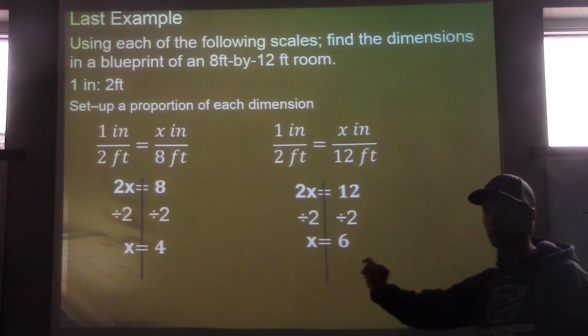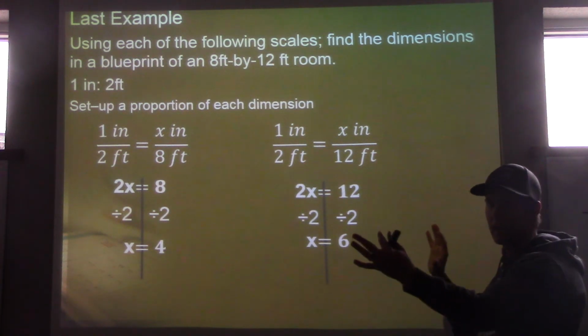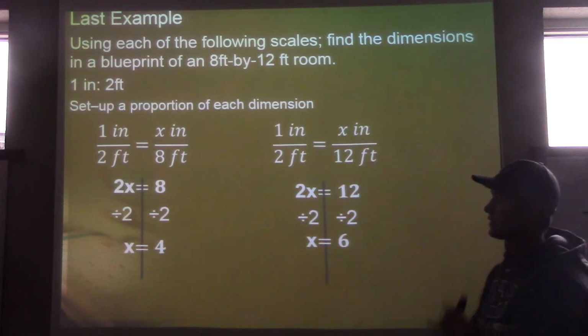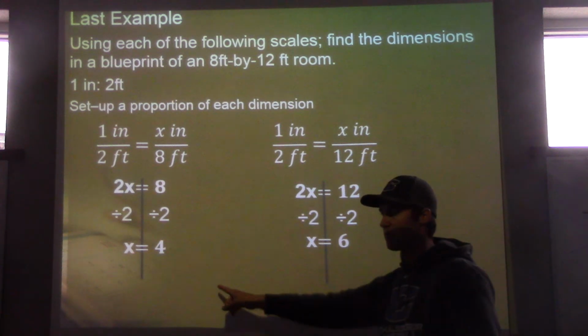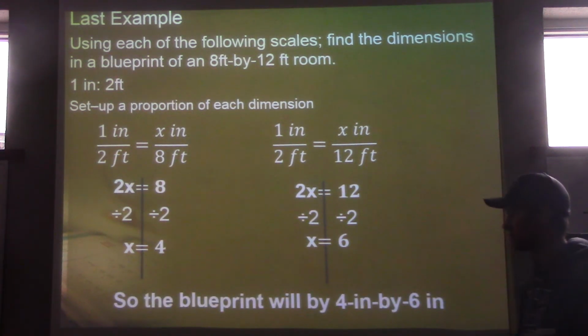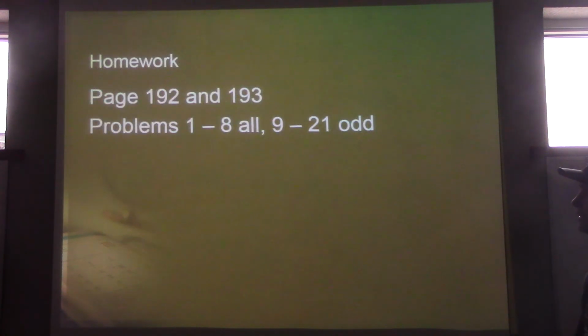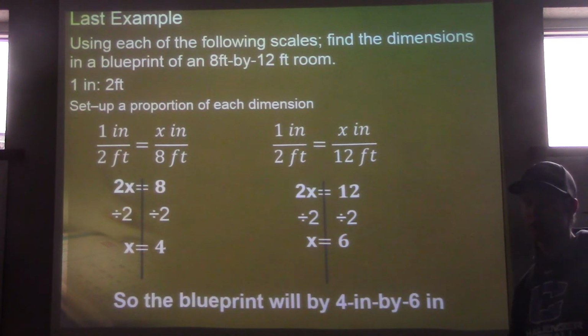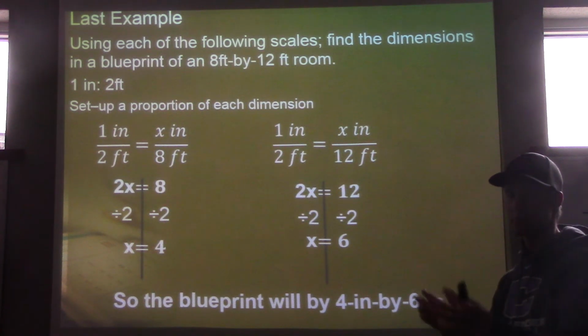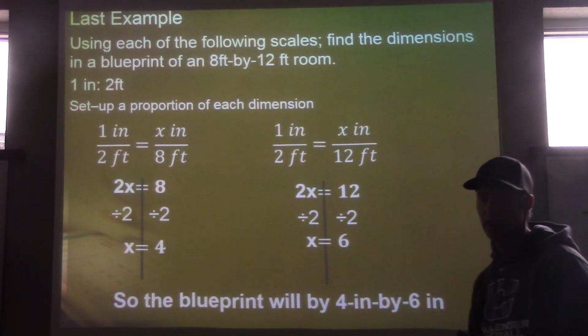So what we've gone to is the dimensions. The real room is 8 feet by 12 feet. Our blueprint would be 4 inches by 6 inches. That's what we do. We have to do it for each one. So that's our lesson for today. Similar figures, we're going to set up a proportion to solve it and go from there.